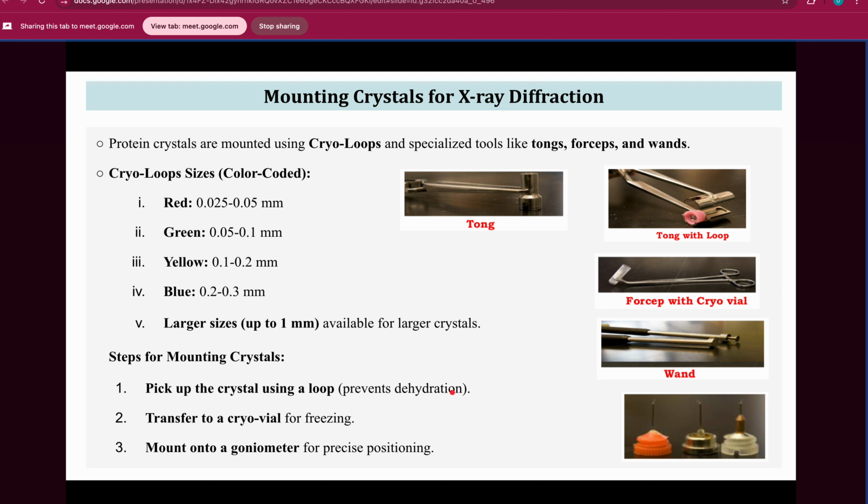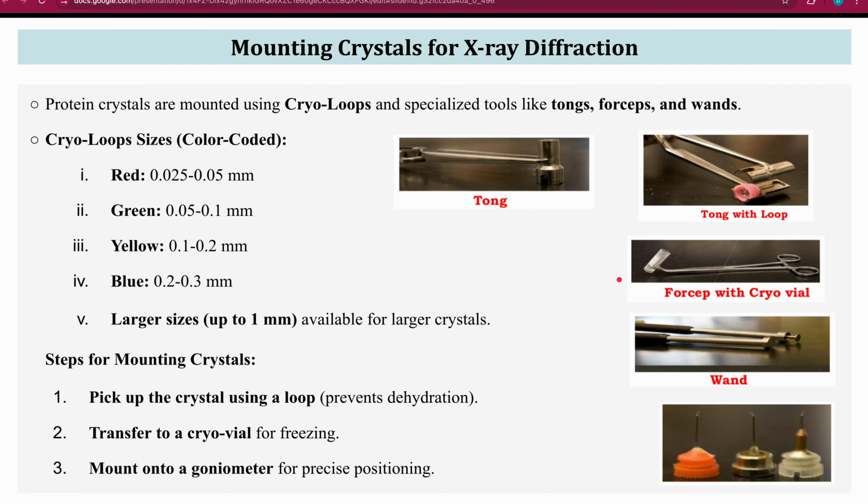So you need to prevent dehydration, and then you have to transfer it to the cryo vial for freezing. In this case, you have to properly place the crystal which you have picked with the loop into the cryo vial for freezing, and then you have to mount it onto the goniometer for precise positioning. So positioning is also very much important.